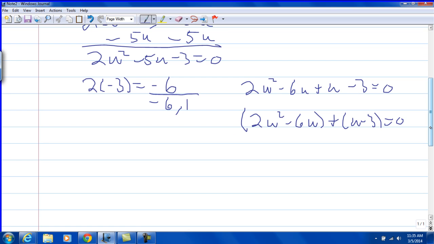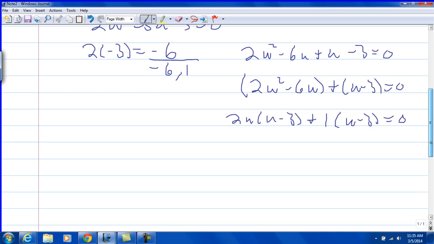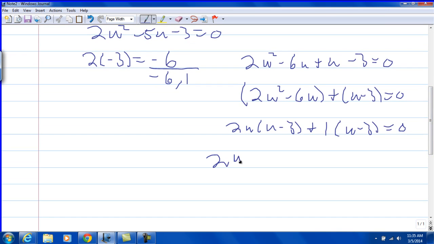And we can factor out of the first pair 2u. We'd have a u minus 3. Out of the second pair, all I could really do is pull out a 1. So we would have 2u plus 1 times u minus 3 equals 0.